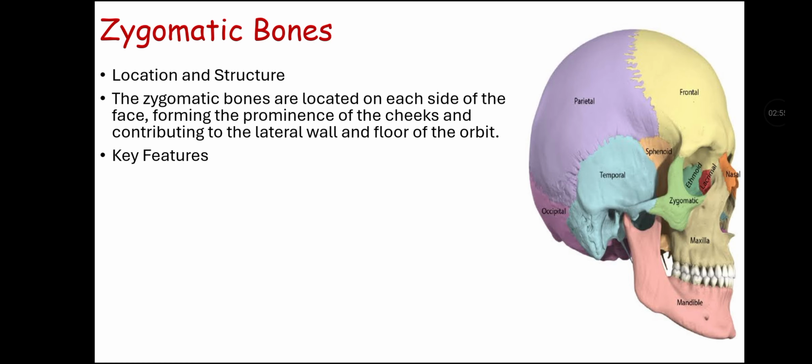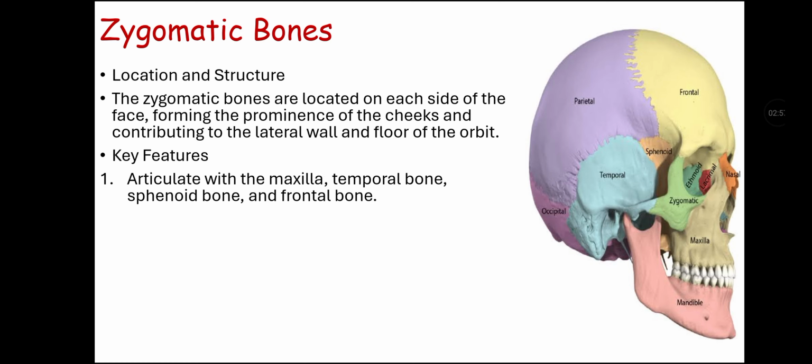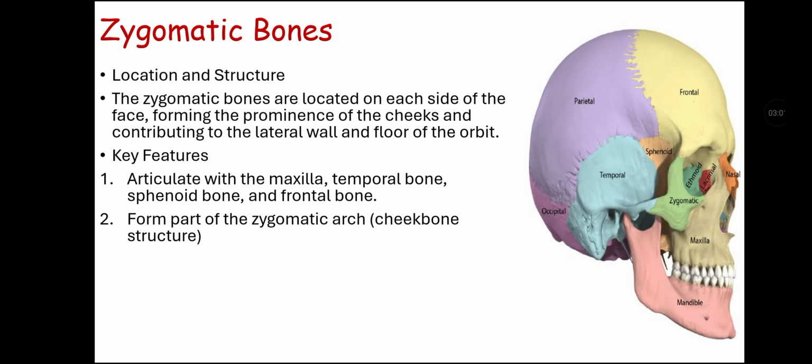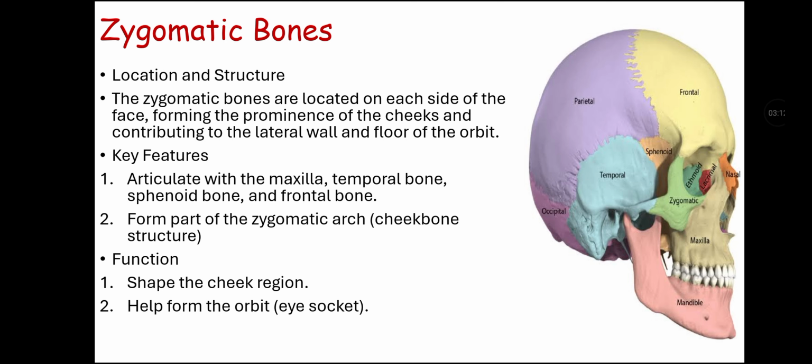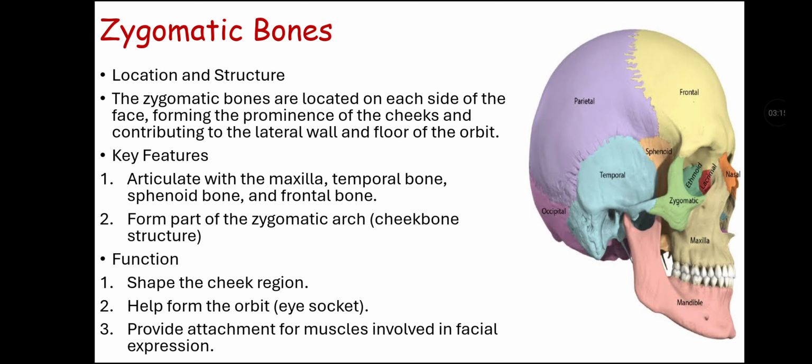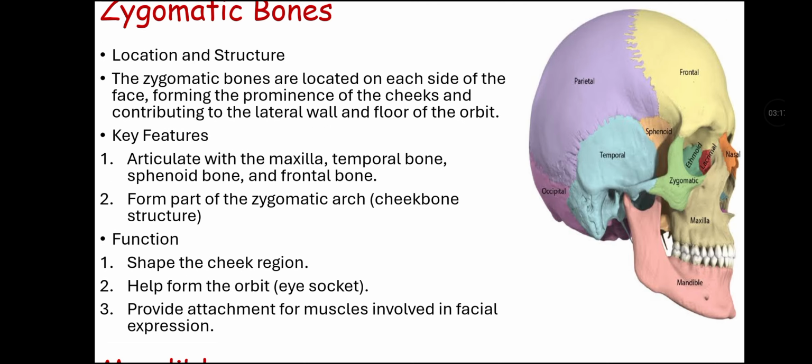Key features of the zygomatic bone. They articulate with the maxilla, temporal bone, sphenoid bone, and frontal bone. They form part of the zygomatic arch, that is the cheekbone structure. And the next is the function of the zygomatic bone. They form the shape of the cheek region. They help form the orbit. They provide attachment for muscles involved in facial expression.